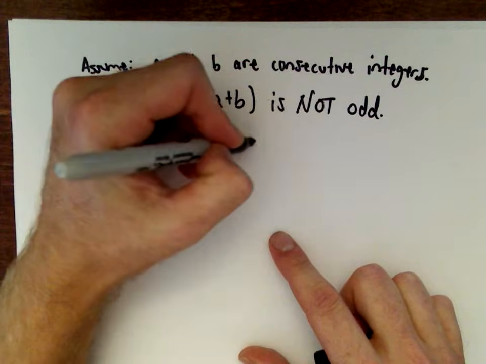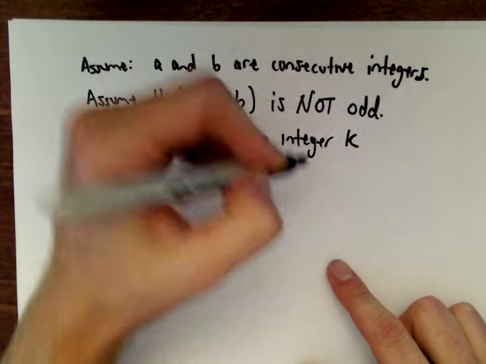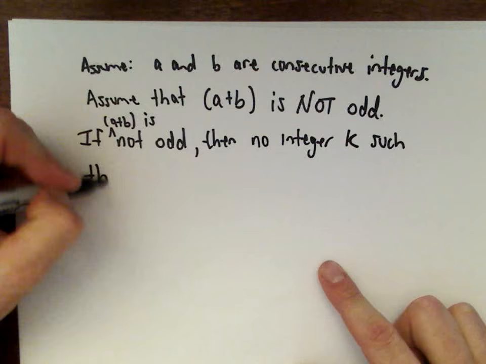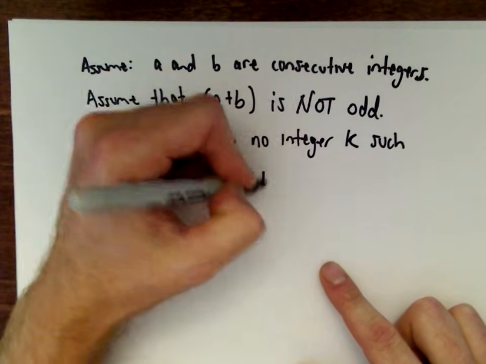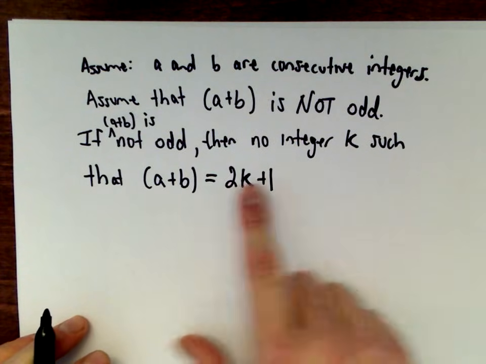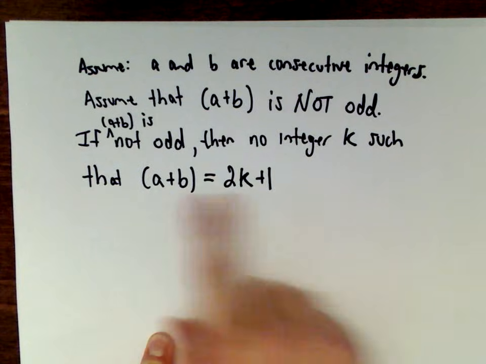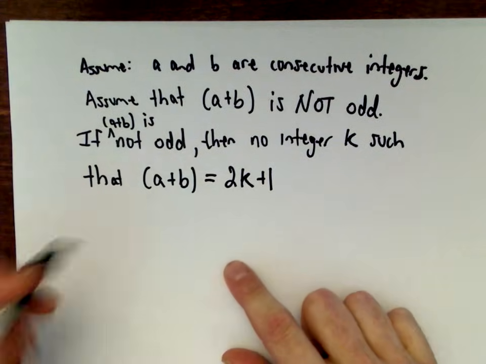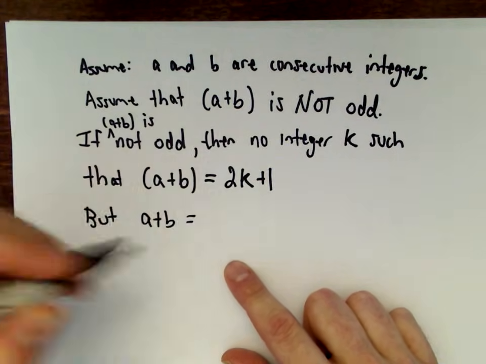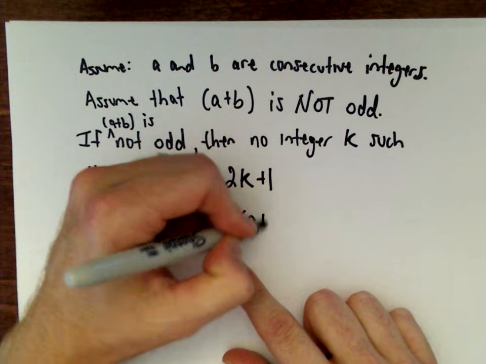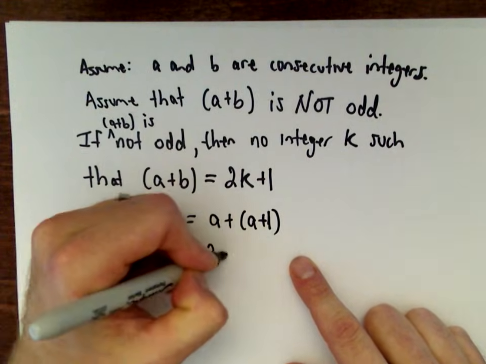Well, if A plus B is not odd, then what happens? There's no integer k such that we can write the sum A plus B equals 2k plus 1. If this sum A plus B is not odd, again, we said if k is an integer, 2k plus 1 is going to be odd, so there's no k so that this happens. This does not hold true. But we've already seen, as in the previous example, that we can write the sum A plus B as A plus A plus 1, because A and B are consecutive. Well, that gives us 2A plus 1.